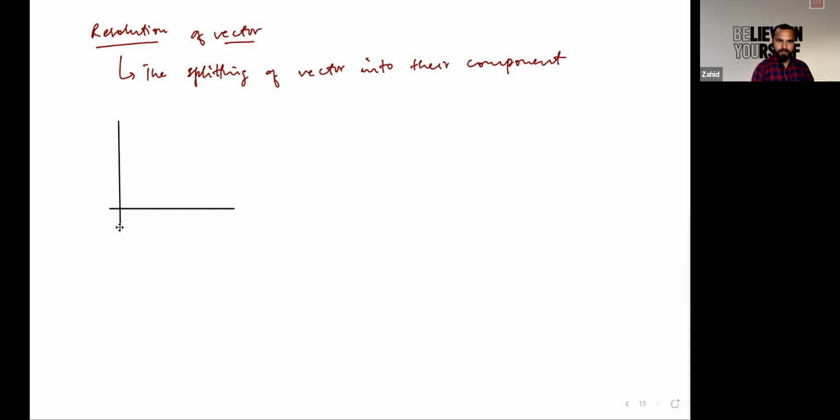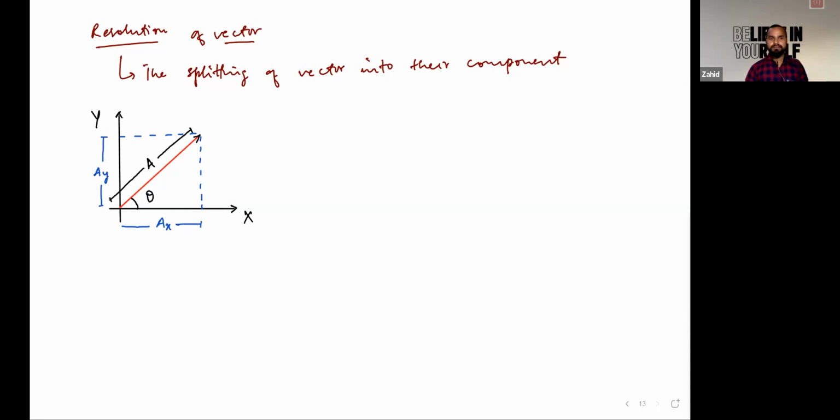First is called two-dimensional splitting. Let's say this is the x-axis, this is the y-axis, and this is any vector A, having magnitude from this point to this point as the length of the arrow A, inclined at some angle theta. If you draw a vertical line from this to this base, and similarly from this point to this, this is the component of the vector along the x-axis, so it will be termed as AX. And this is the component of the vector along the y-axis, so it will be AY from this point to this point. Is it clear? Yes, sir.